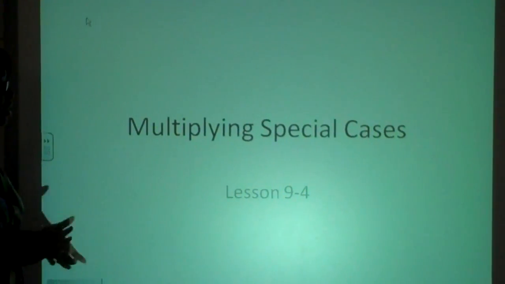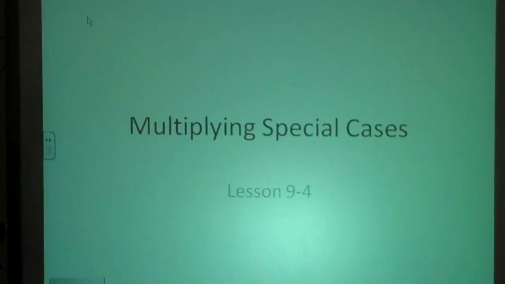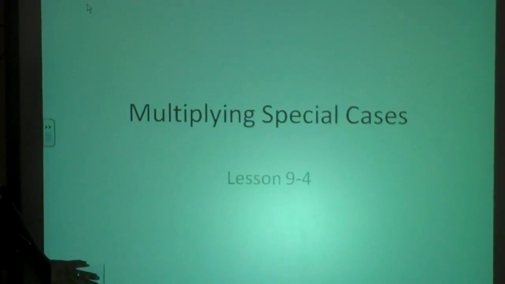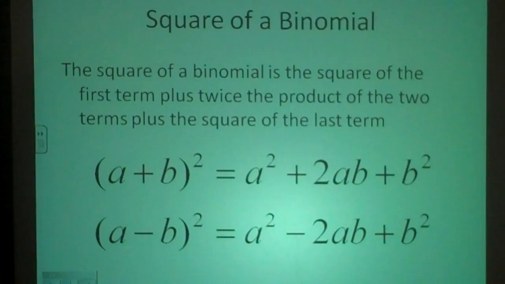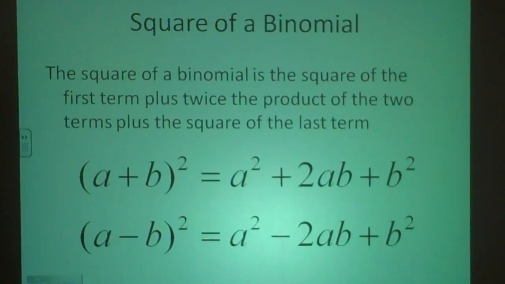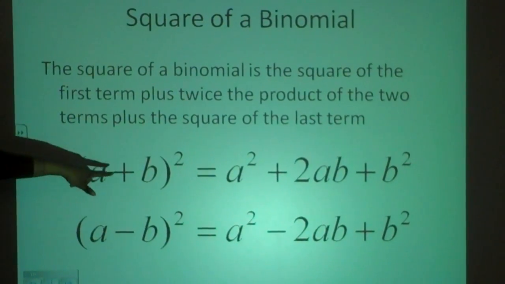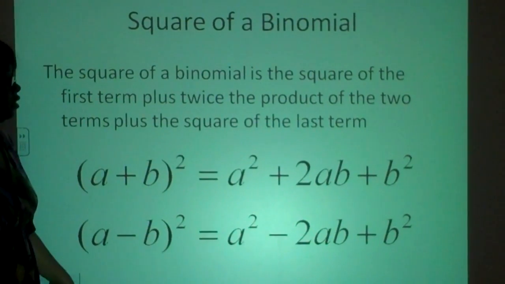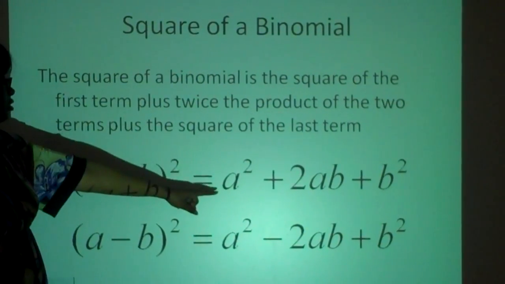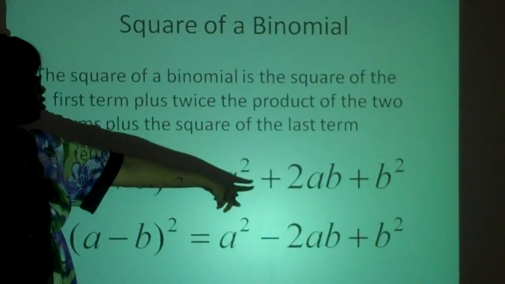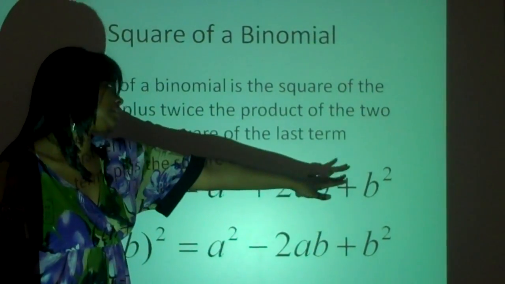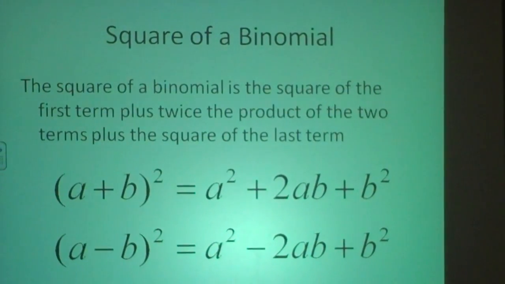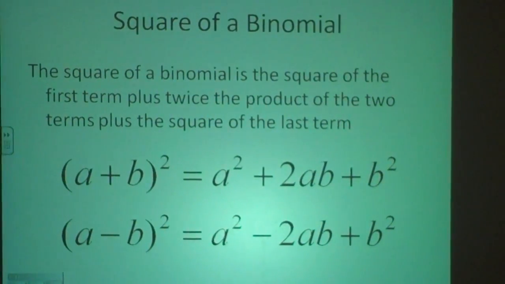Today's lesson is multiplying special cases, which is lesson 9.4 in your textbook. Here's your first rule. Square of a binomial simply means that anytime you have a binomial that's squared, then the answer is the first term squared plus 2 times the first number and the second number plus the second term squared. So we're going to do some examples to make this make sense.